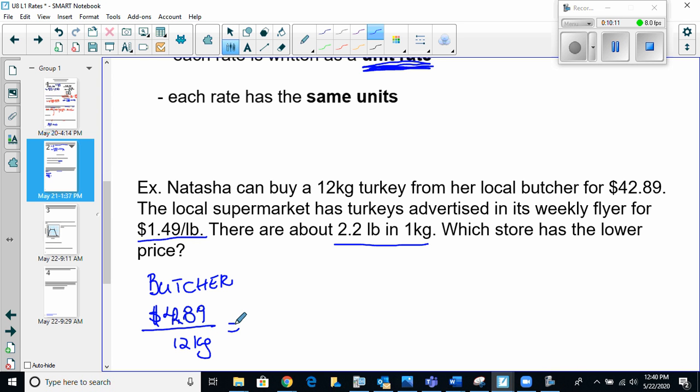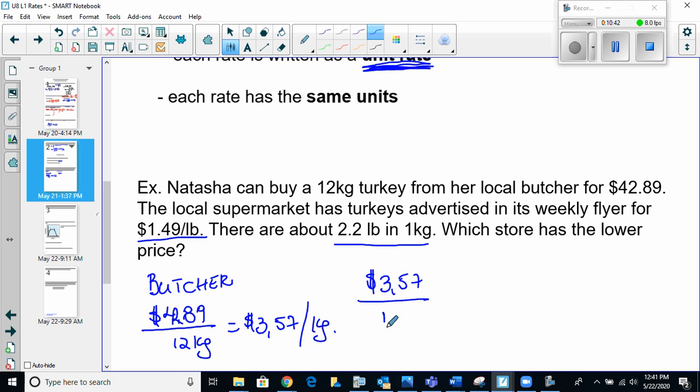Okay, so now we'll have 42.89 divided by 12. This will be $3.57 per kilogram. But we don't want it per kilogram, we want it per pound. So see what it is now.